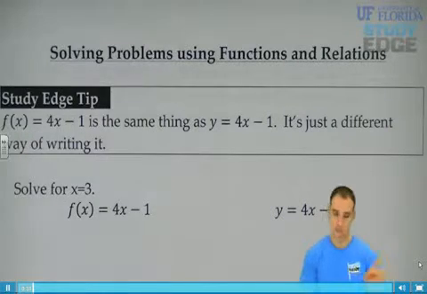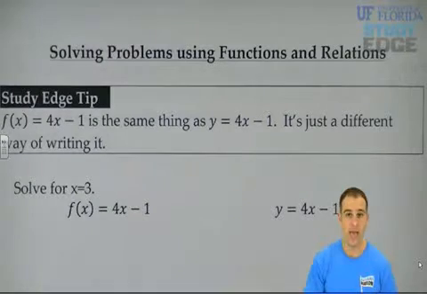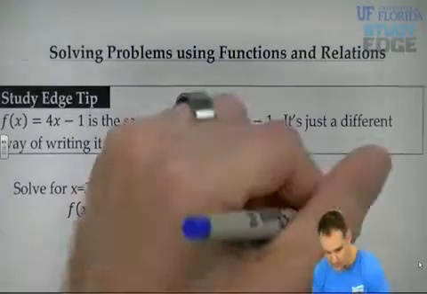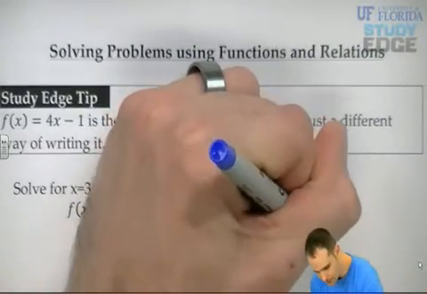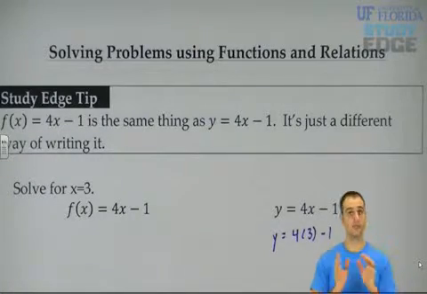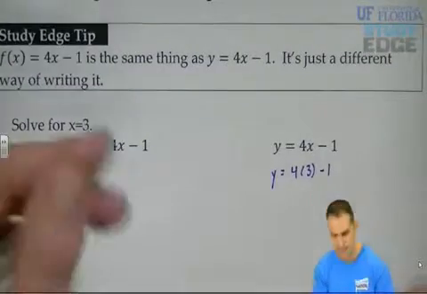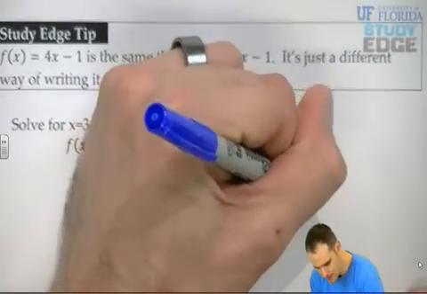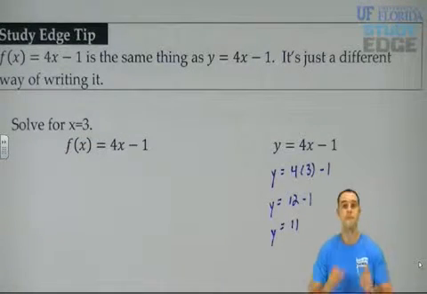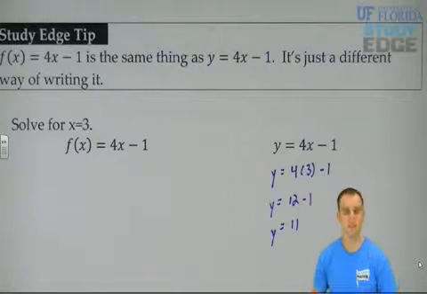So as you'll see, for this first question, solve for x equals 3. If I wanted to go ahead and use the right equation, I would plug in a 3 for x. Y equals 4 times 3 minus 1. And then I would simplify with order of operations, meaning I would first multiply 4 times 3, gives me 12, and 12 minus 1 gives me a final answer of 11. Meaning, for this equation, when x is 3, y is 11.